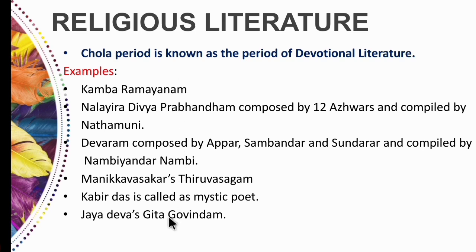Some examples given in your textbooks are Kamba Ramayanam, and Nalayira Divya Prabandham, which was composed by 12 Alvars and compiled by Nadamuni. Then Tevaram, composed by Appar, Sambandar and Sundarar and compiled by Nambiyandar Nambi. Then Manikkavasagar's Tiruvasagam, then Kabir Das, who is called the mystic poet, and Jayadeva's Gita Govindam. These are all literary works based on a particular religion or god. Now let's see the pictorial representation.